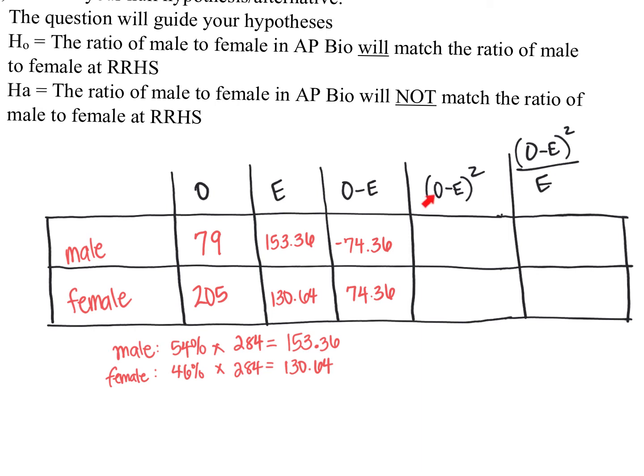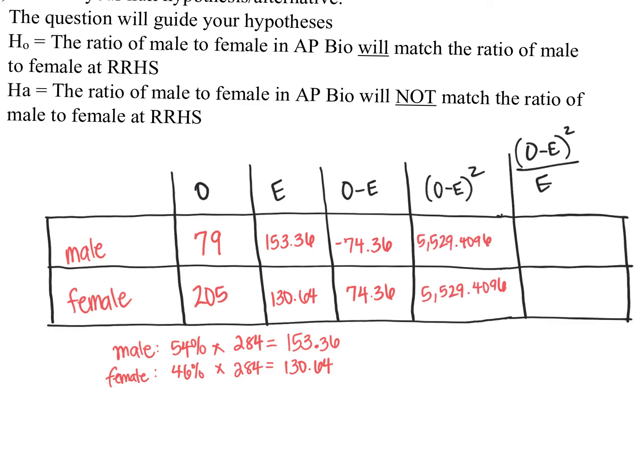Next, I'm going to take the observed minus the expected and I'm going to square it. But pay attention to these parentheses. The square here is outside of it. So if your value, like this one, is negative, when you take negative 74.36 times negative 74.36, this will come out to a positive value. There should be no negative values in this column here.